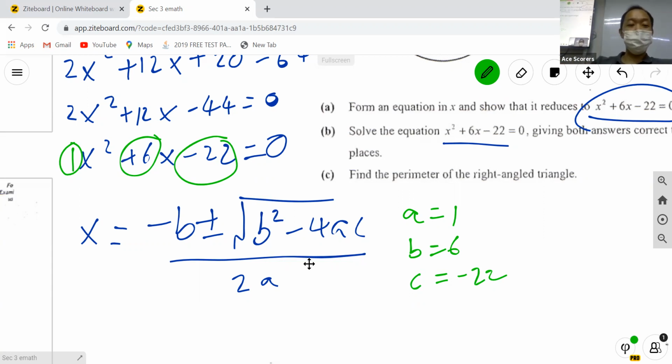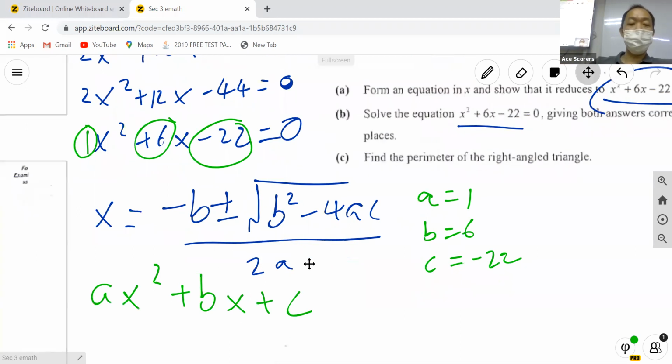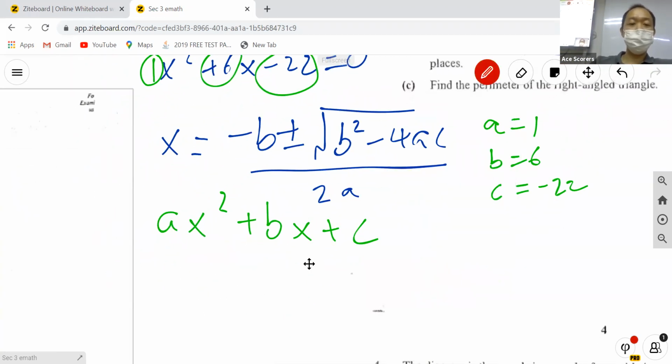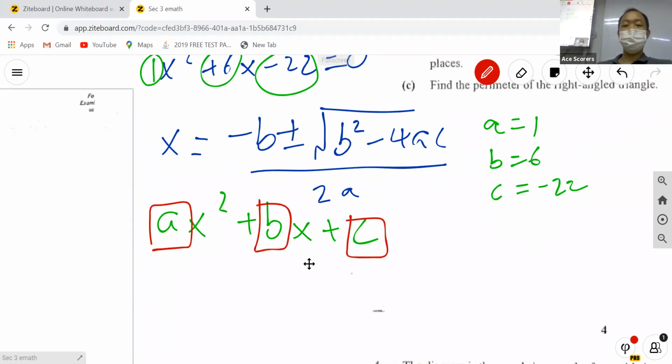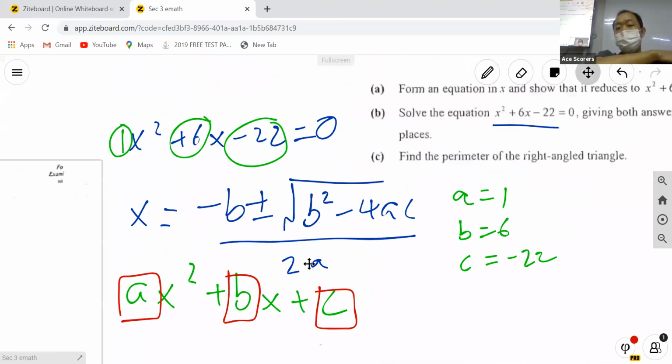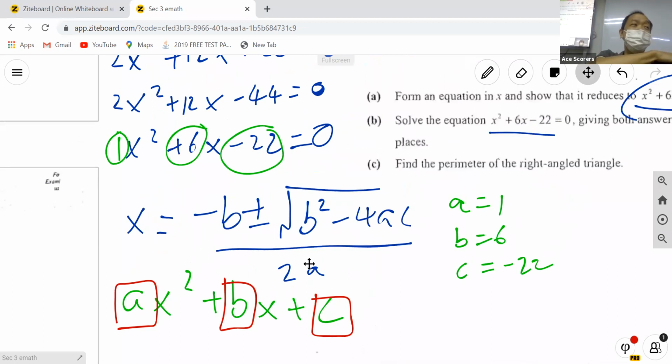Yeah, okay. The general formula follows this general form: ax squared plus bx plus c. Got it? The a must always be the coefficient of x squared. B is the coefficient of x, and c is the c by itself. Right? You always must follow this ABC. Negative b, plus minus. Plus or minus lah. You have two answers. One is plus, one is minus, because it's derived from a quadratic equation with two solutions. So one is positive, the other one is negative.